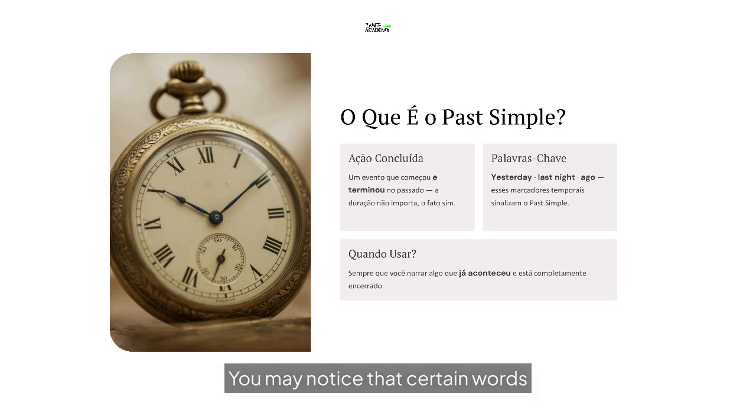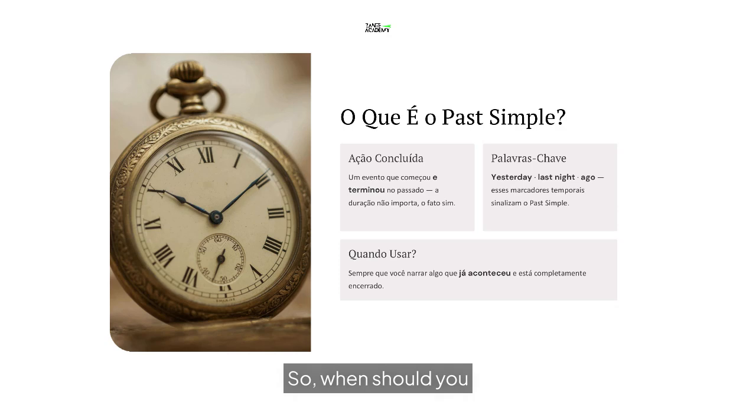You may notice that certain words often accompany the past simple, acting as important markers. Words like yesterday, last night, and ago signal that we are referring to something that has already happened. For example, if I say, I saw a movie last night, it clearly indicates that the action of seeing the movie is complete and is situated in the past.